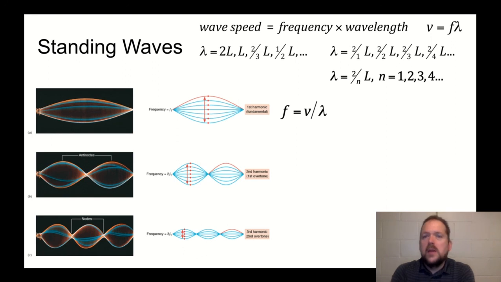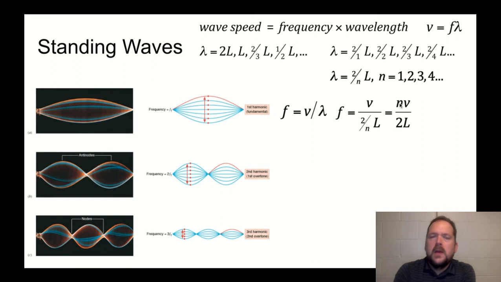Frequency is speed divided by wavelength, right, if we rearrange our speed relationship up here. So the frequency is the wave speed on that string divided by whatever the wavelength is. Well, the wavelength is 2/n times L. And if you don't like fractions of fractions, you can move the n up to the top. It's n, an integer n, times the speed of the wave divided by 2 times the length.